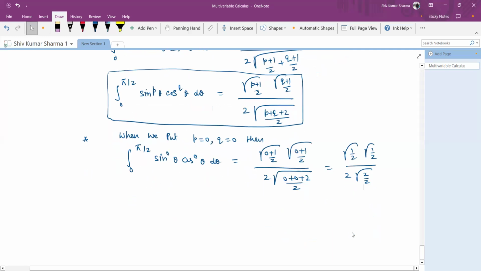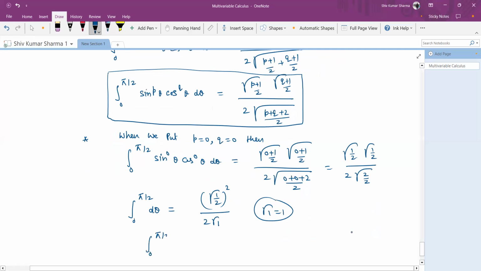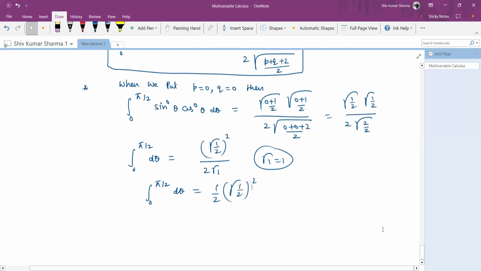Gamma 1 is 1. So we write this as integral 0 to pi by 2, sine raised to the power 0 means 1, cos raised to 0 is 1. So this is d theta, and the numerator we can write as gamma 1 by 2 to the whole square upon 2 gamma 1. We know that gamma 1 is 1. So this can be written as integral 0 to pi by 2 d theta is equal to 1 by 2 into gamma 1 by 2 to the whole square.